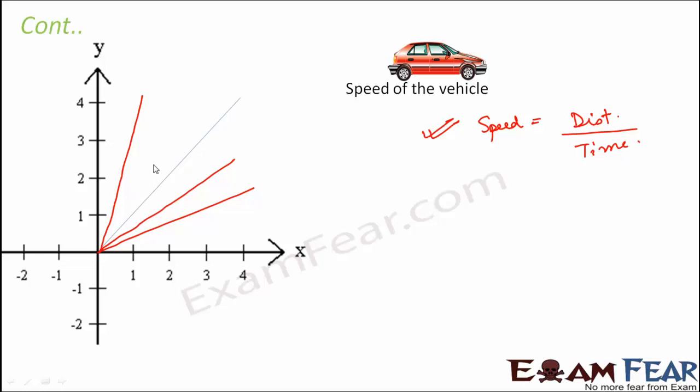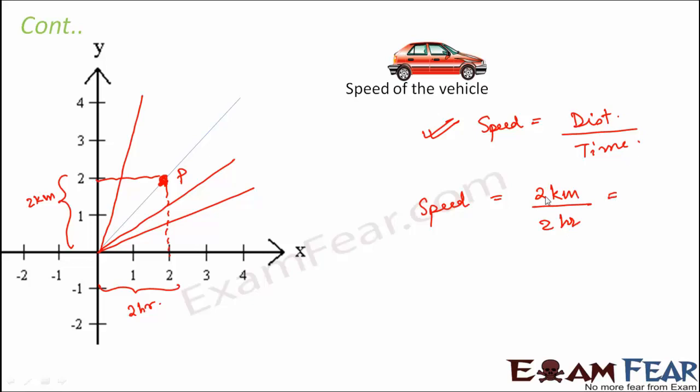In this line, let us say you consider any particular point. Let's say I have considered this point and I want to find out the speed at this point. So at this point, how much is the distance traveled? The distance traveled is 2 kilometers. For this point, how much is the time taken? The time taken is 2 hours. So what would be the speed at point P? It would be distance traveled divided by time taken. So this is going to be 1 kilometer per hour. So that would be the speed at point P.